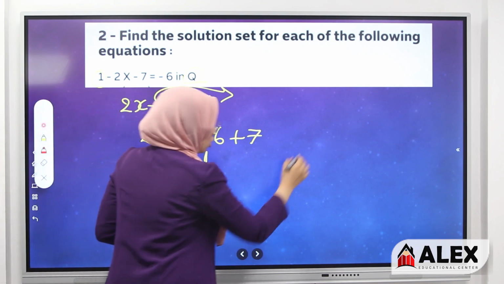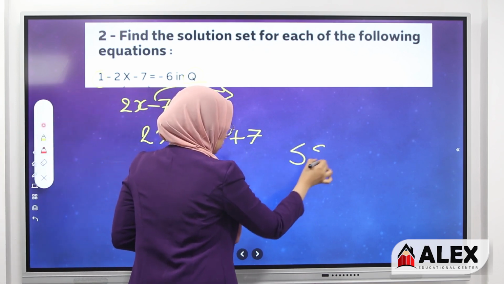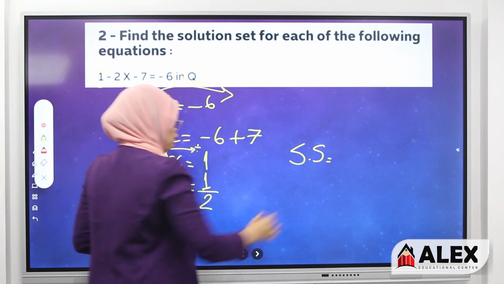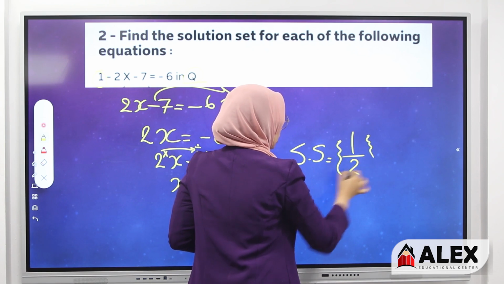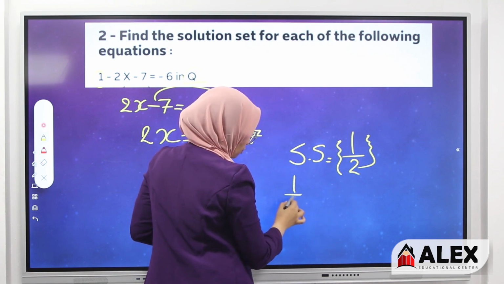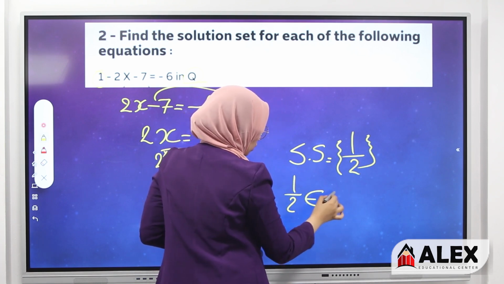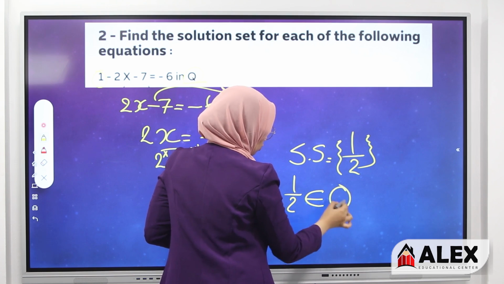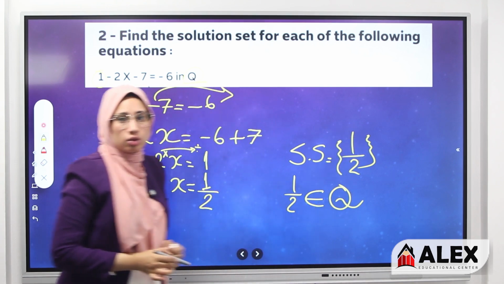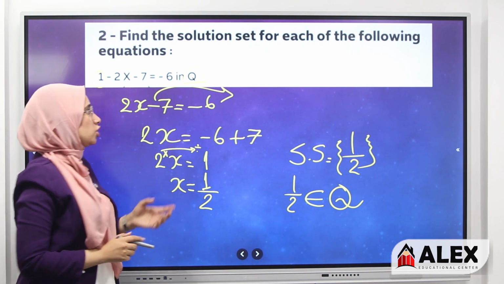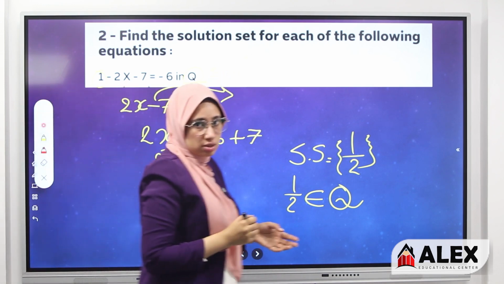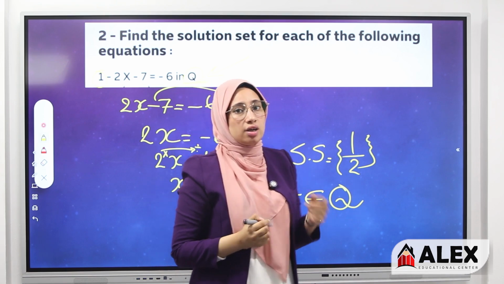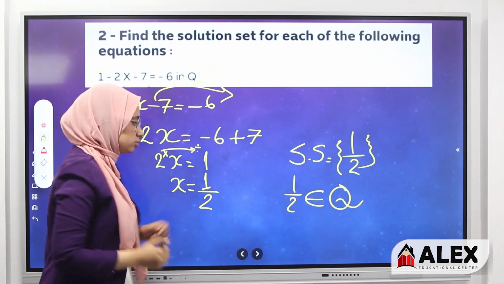And don't forget to write the solution set equal to 1/2, or half. And that half belongs to what? To the original number set. Okay? For any equation, let's make sure of the set, the solution set. Okay? Another one, and be focused on this one.